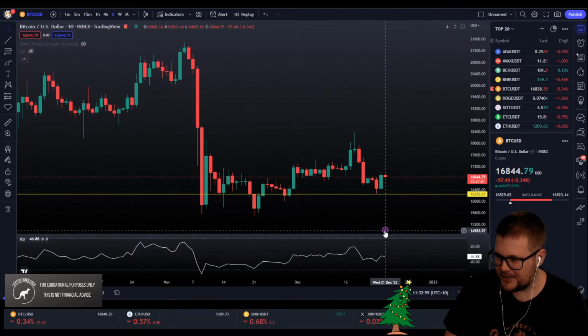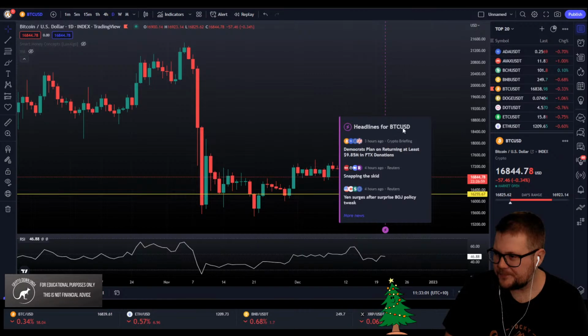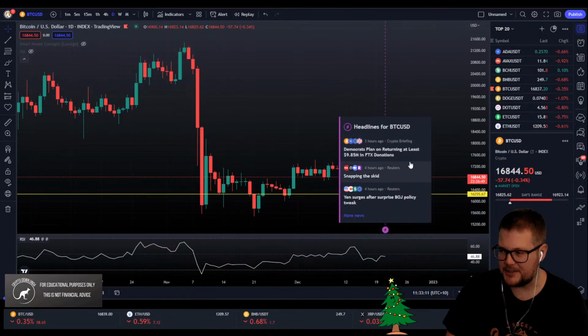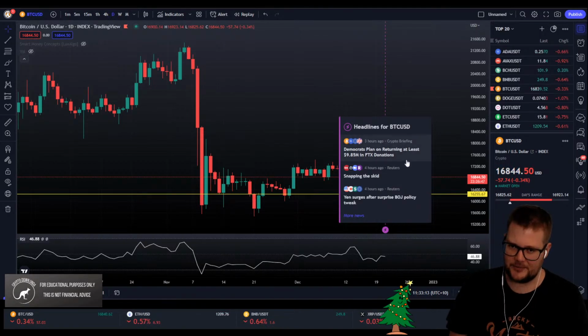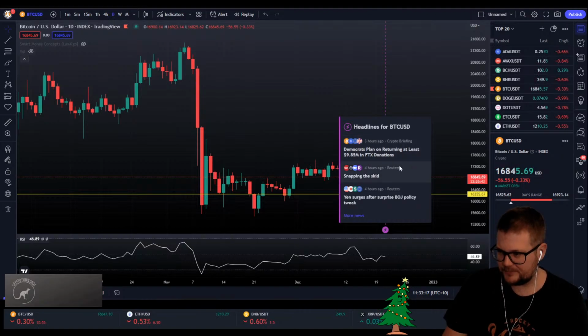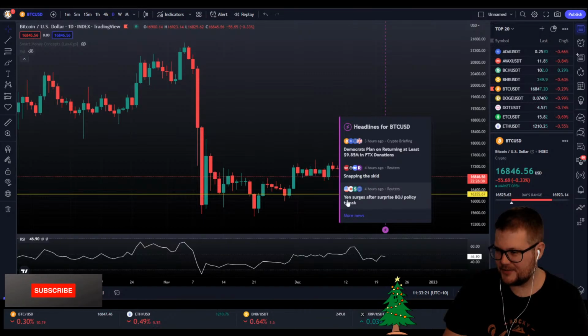Now, what's this little lightning bolt here? Headlines for Bitcoin: Democrats plan on returning at least $9.85 million in FTX donations. Well, that's a good thing. They're going to return it. Hopefully that goes back to the customers, the FTX customers that got burned.